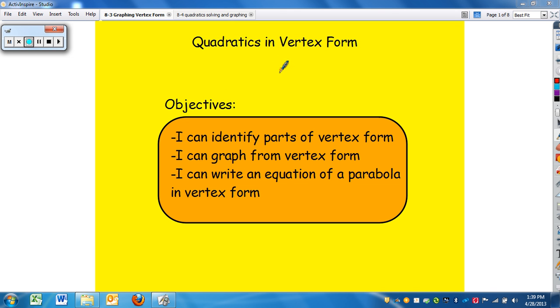So we're going to do the last form of graphing quadratics that you're going to see. We already did factor form and standard form. We did a unit on factor, a unit on standard, and now we are going to look at vertex form. So your objectives are that you can identify the parts of the vertex form, you can graph from vertex form, and you can write an equation of a parabola in vertex form.